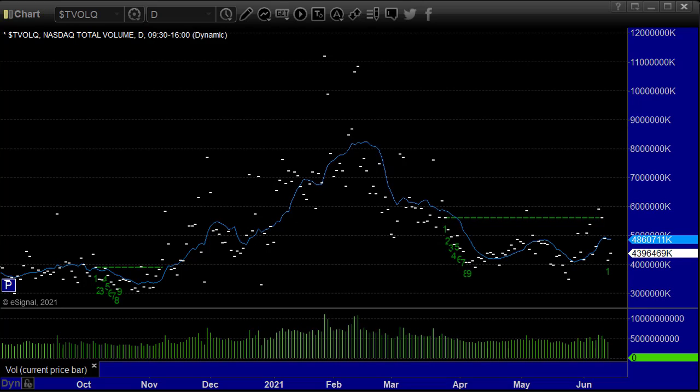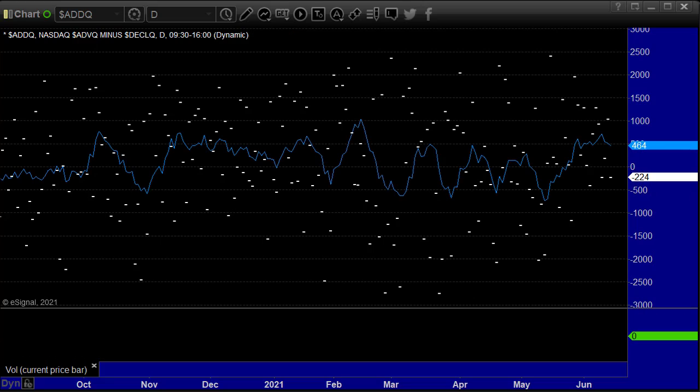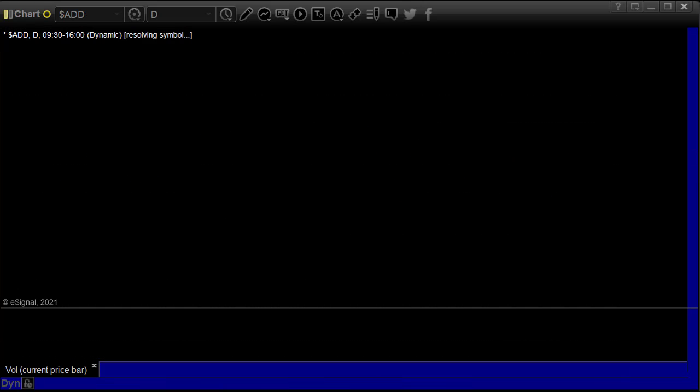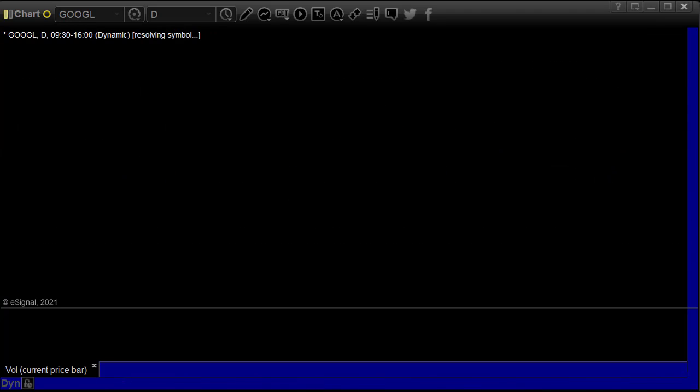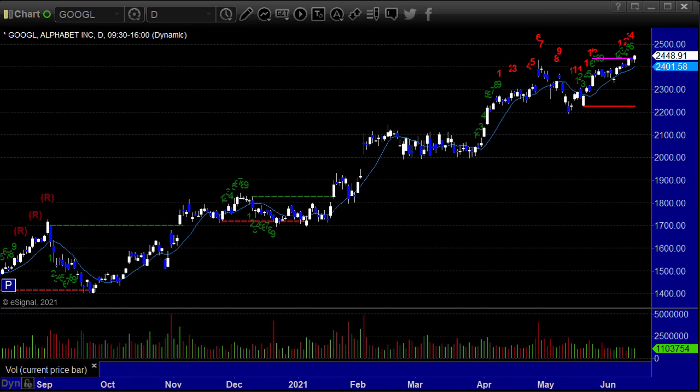That's part of the issue there. Advanced decline ratio on the NASDAQ was negative 224. So more stocks were down than up, even though the NASDAQ's up 124. On the New York, it was negative 258. But here's why the NASDAQ was up. Google up $18.71 to new all-time highs, closing above that risk line finally.